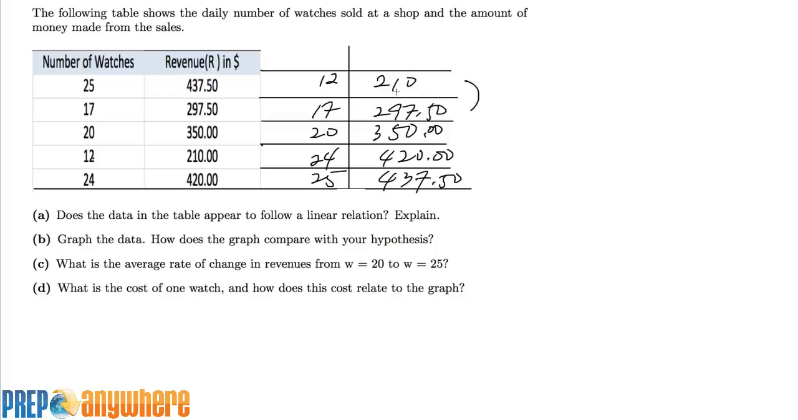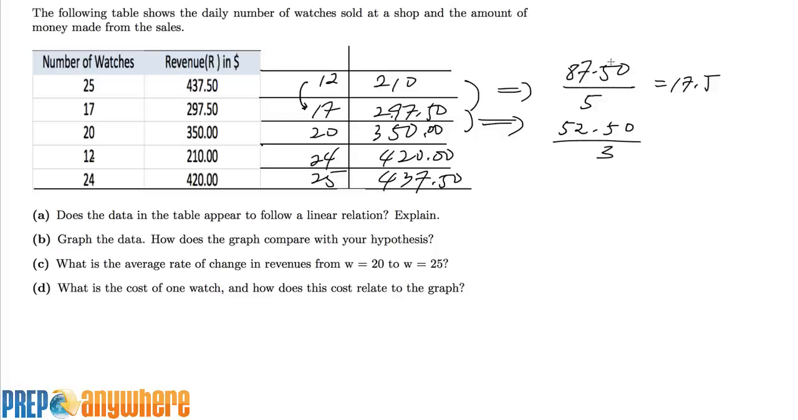Okay, so let's find the slope here. The difference between 297.5 and 210 is 87.5, and the difference in the number of watches here is 5. So that gives you 17.5. So this is 17.5. So let's take these two values. 350 subtract 297.5 gives you 52.5, and divide by 3 again. You can see that it's not going to be the same, right? Let me just calculate that.